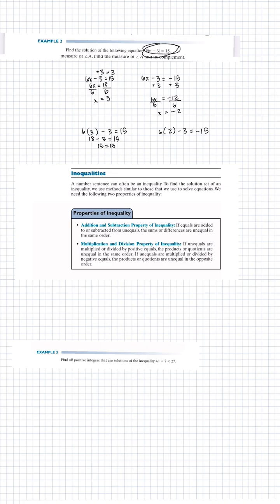And then the other one is going to be, I forgot my negative symbol. That's okay. I'll add it right now. It's going to be negative 12 minus 3 equals negative 15. Negative 15 equals negative 15. And that's how you know you got the right answer.